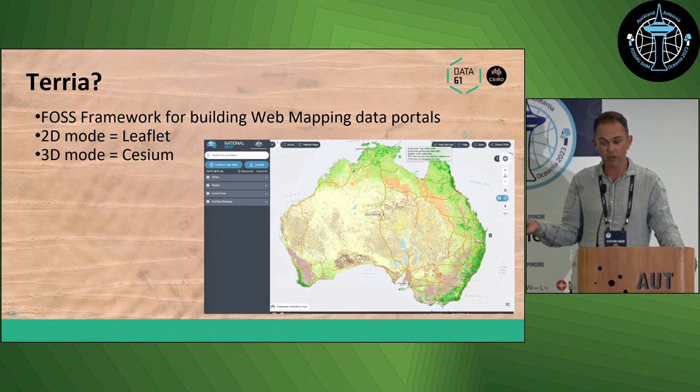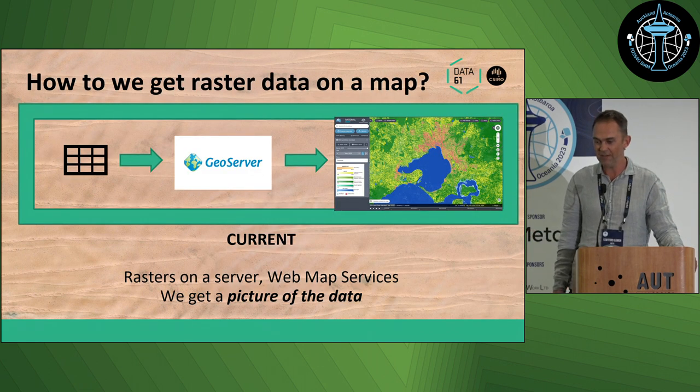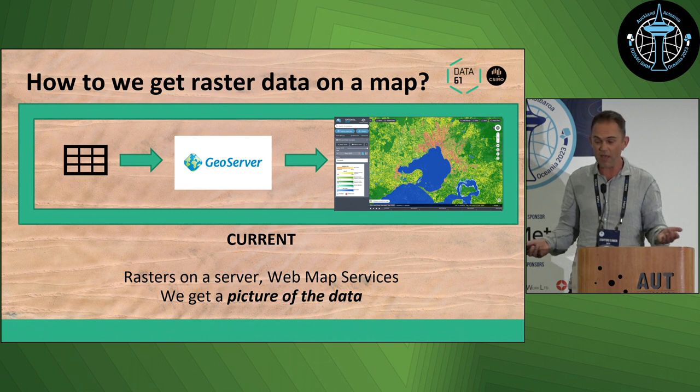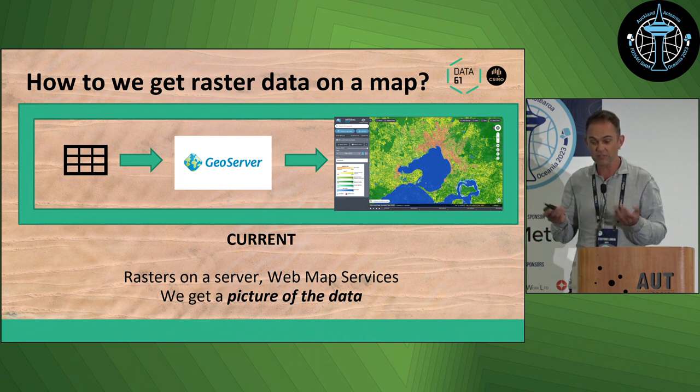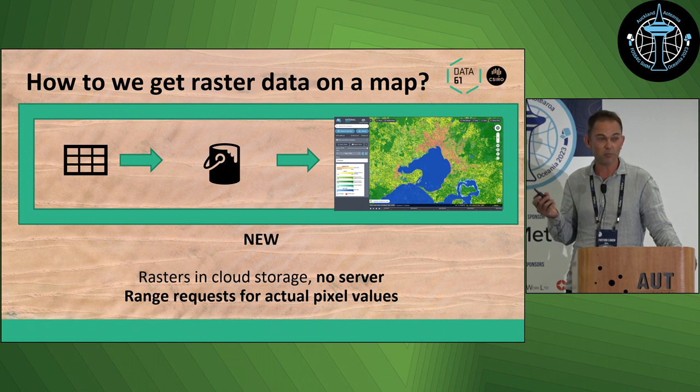Just very quickly, we've got a 2D mode that uses Leaflet and a 3D mode that uses Cesium. So how we currently get raster data on a map, mostly we have rasters sitting on servers served up by GeoServer as WMS services. So we get a picture of the data in the client. The future with COG support is we'll have rasters sitting in buckets and we get the actual pixel values in the client and then we can do stuff with it.